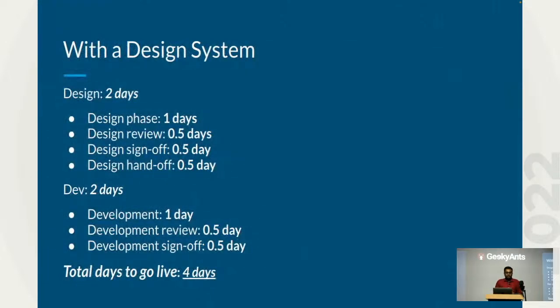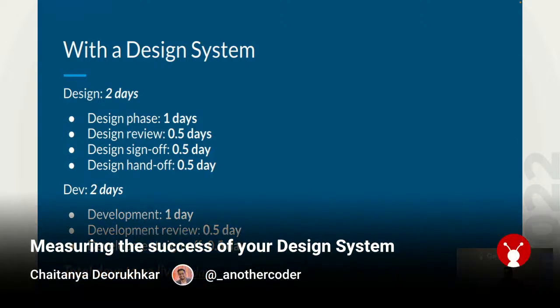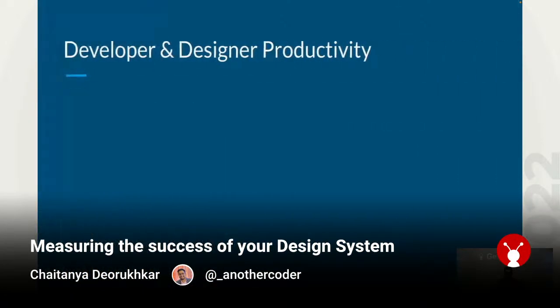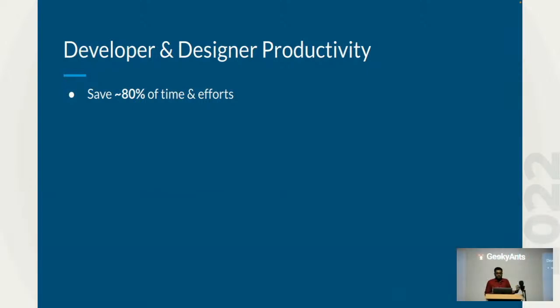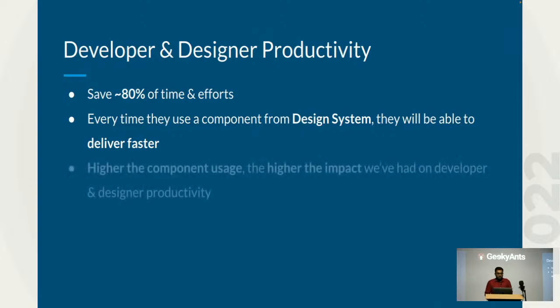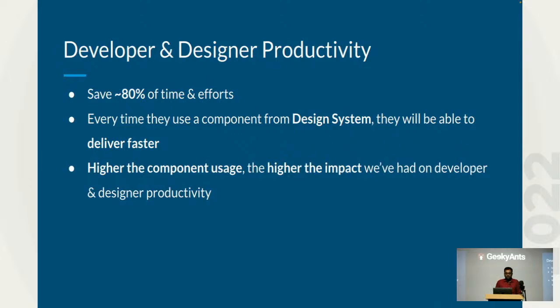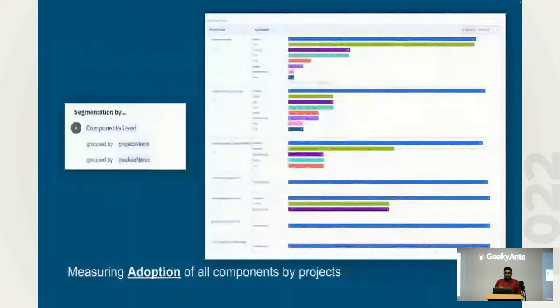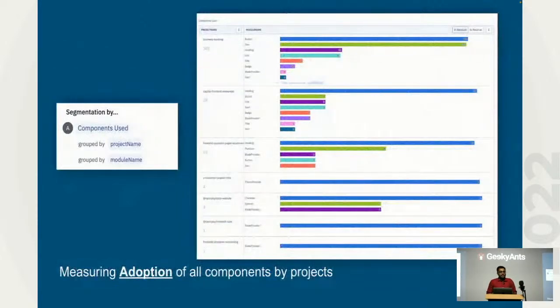where very little effort is required by design, where they can just drag and drop all the components that are ready. Developers can just use the components that are already available in the design as well. And this is how we justified productivity, how our developers and designers can become more productive. Just by these calculations, you can save about 80% of your time and effort if you use the design system, which meant that every time they use a component from a design system, they will be delivering faster, which also meant that the higher the component usage, the higher the impact we've had on designer and developer productivity, which meant measuring the components that are used in every project is very crucial for us.